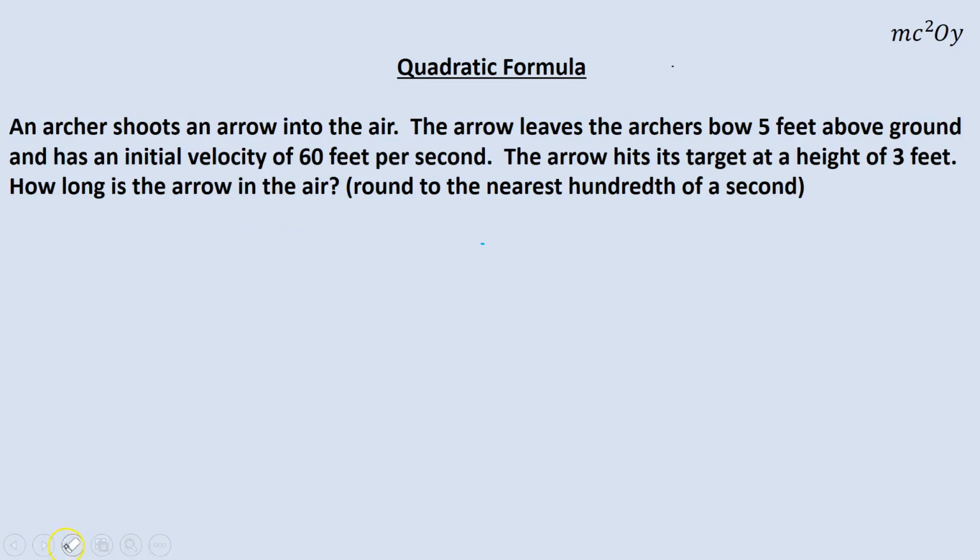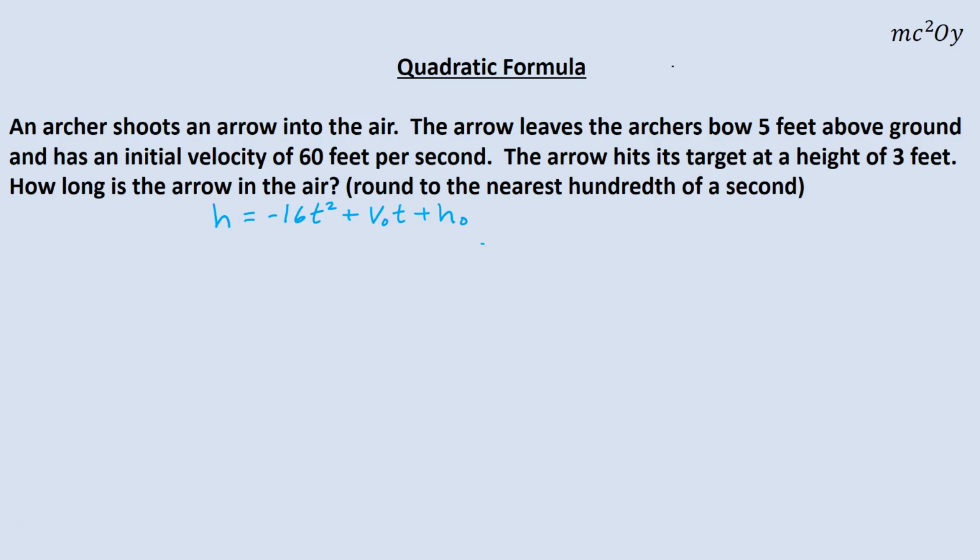All right, an archer shoots an arrow into the air. The arrow leaves the archer's bow 5 feet above ground, has an initial velocity of 60 feet per second. The arrow hits its target at a height of 3 feet. How long is the arrow in the air? Okay, so if we're using our formula, h equals negative 16 t squared plus v sub 0 times t plus h sub 0.